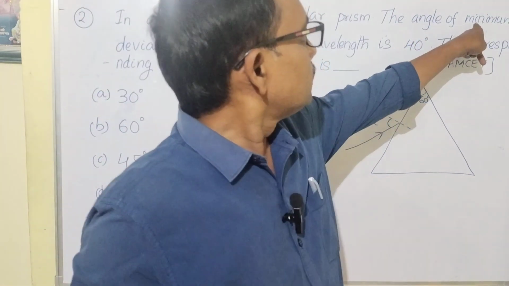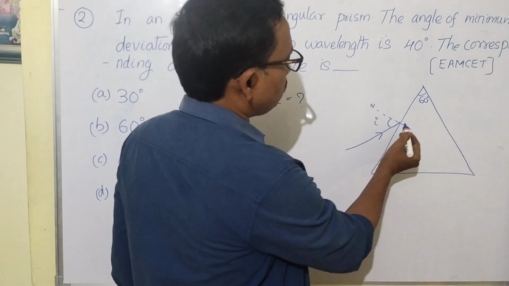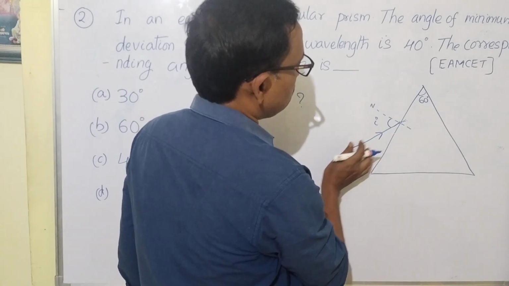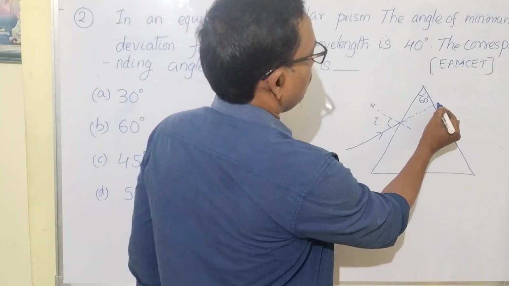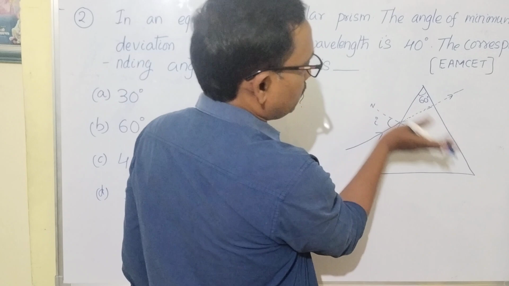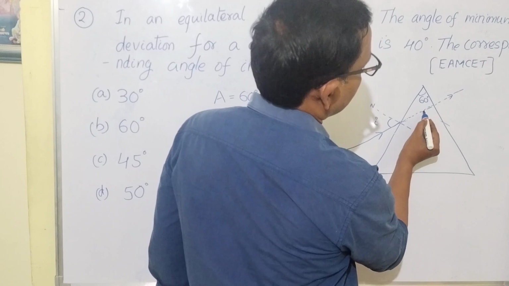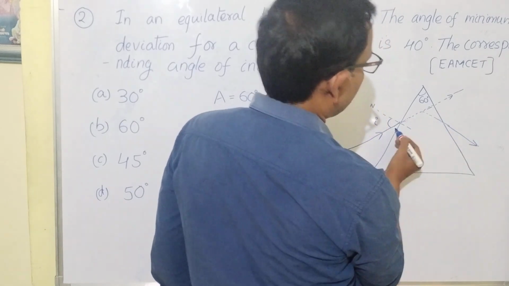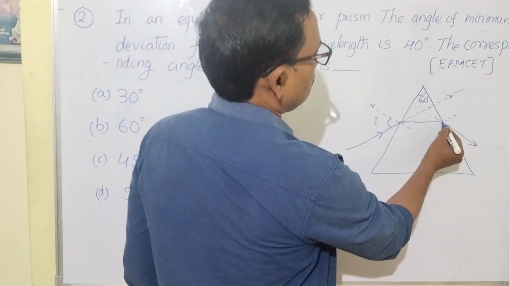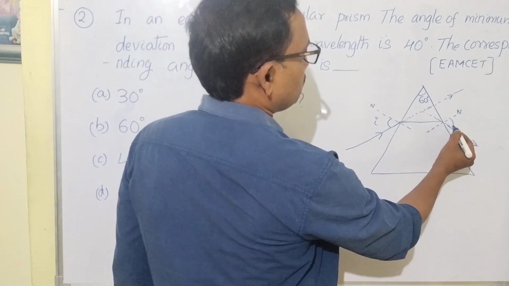Here it is telling the minimum deviation. When it is a minimum deviation, actually, if there is no prism, this ray would go in this direction. Because of this prism in the middle, it will take a deviation like this. So let it take deviation in this way. This is the emergent ray. This is the normal here at this point.